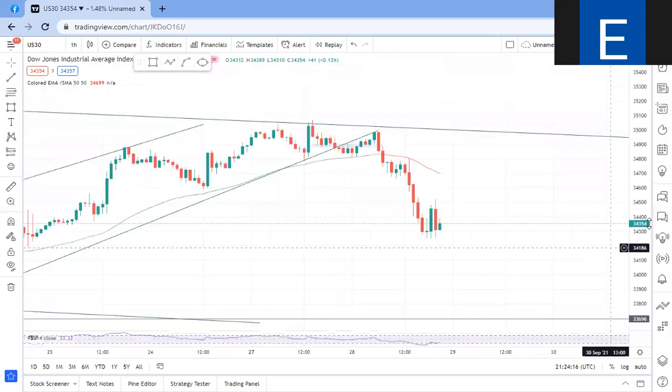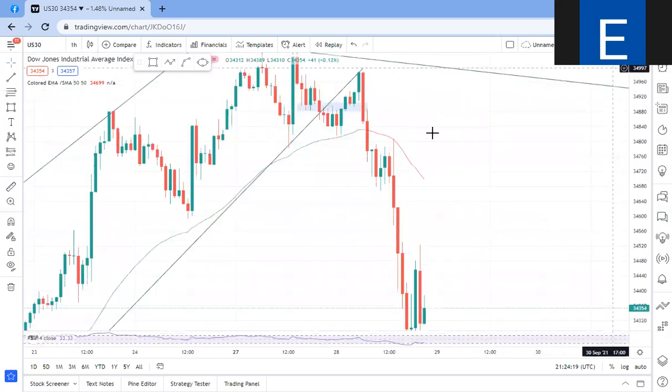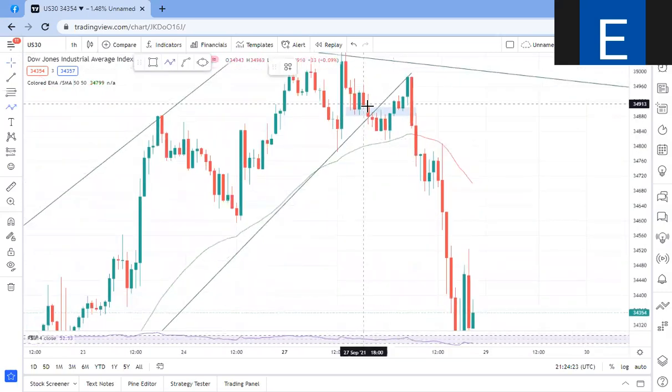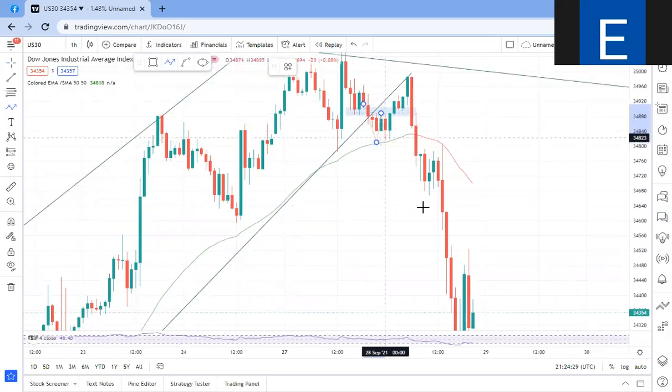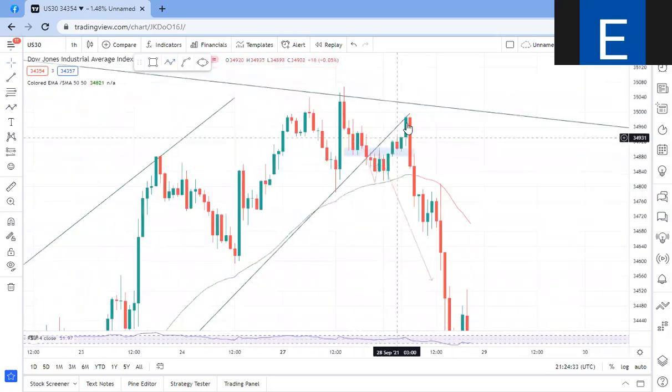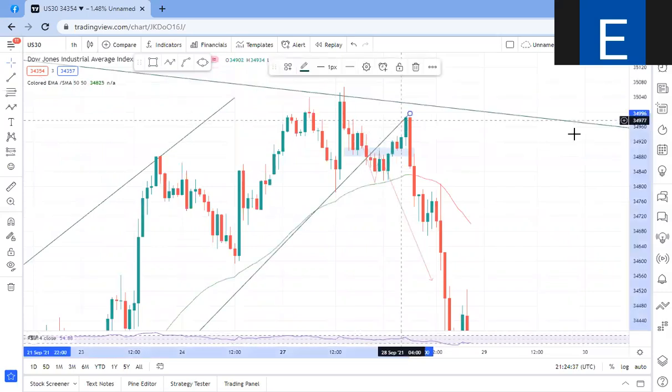My initial idea, like I posted in the group, was that I was expecting price to come down here, break below the trend line, and retest here for a possible continuation for a sell. Unfortunately, price actually broke above it, then retested the trend line even more.